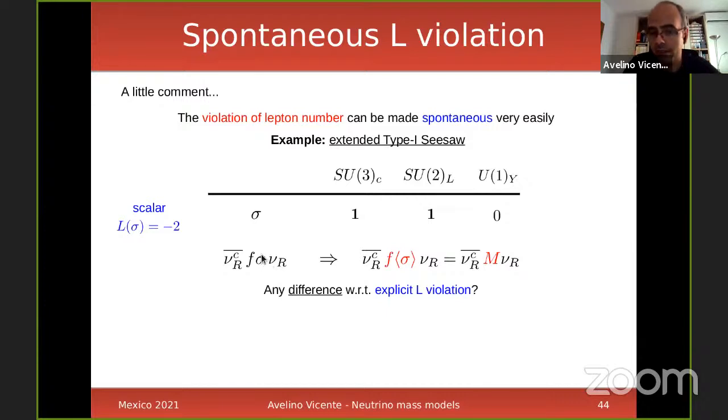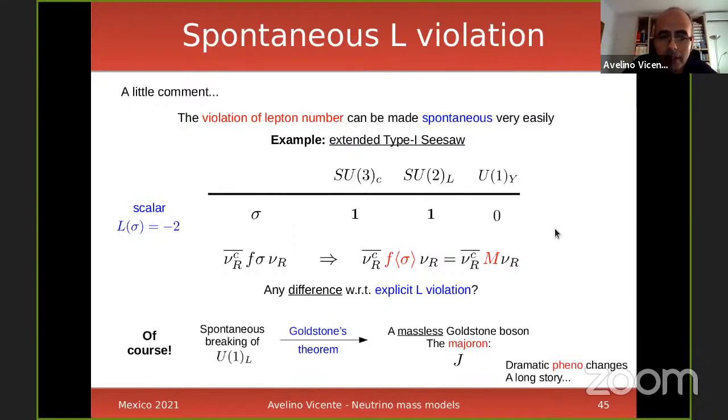Lepton number is conserved. What is the trick? That sigma will have a VEV, and when sigma gets a VEV, lepton number will be broken in 2 units, and a Majorana mass term for nu R will be induced. The Majorana mass term that appears in the formula of the seesaw. So you will get neutrino masses exactly as in the type 1 seesaw. What is the difference with explicit lepton number violation? The difference is that in this case, this model contains additional degrees of freedom because you have sigma. Sigma contains a real part and an imaginary part.